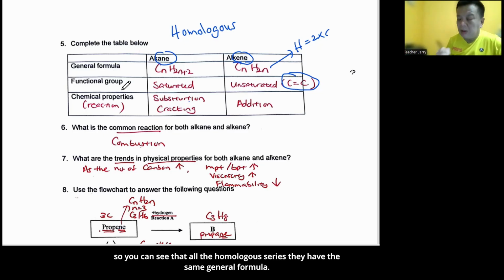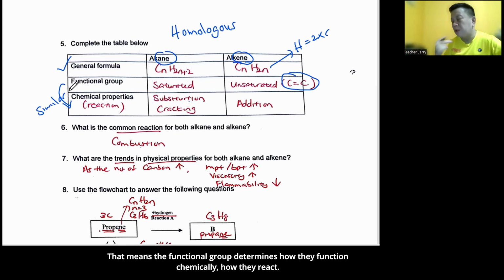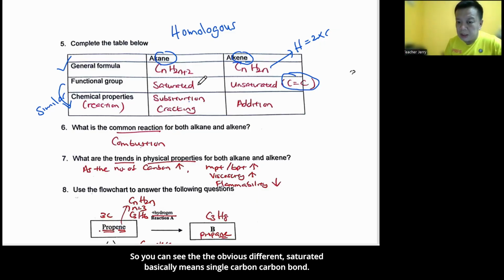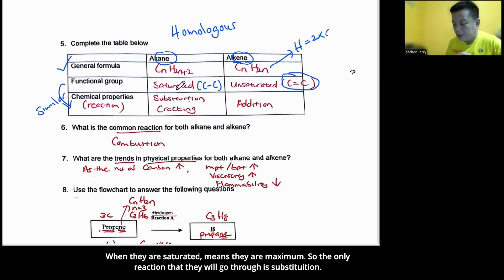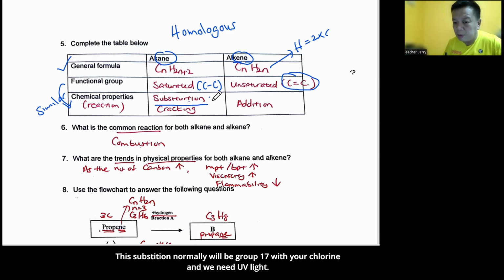Okay, so you can see that each homologous series has the same general formula. They have their own functional group, which will link to similar chemical properties. That means the functional group determines how they function chemically, how they react. So you can see the obvious difference. Saturated basically means single carbon-carbon bond. When they are saturated, they're at maximum, so the only reaction that they will go through is substitution. This substitution is normally with group 17, with your chlorine, and we need UV light.